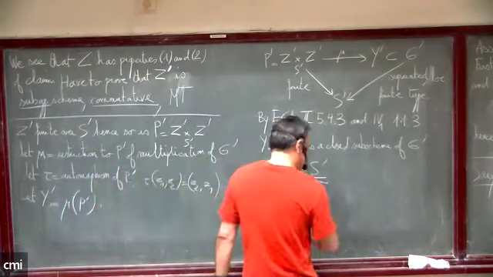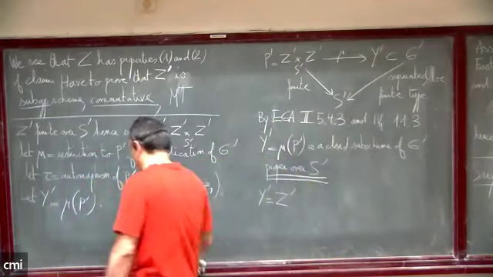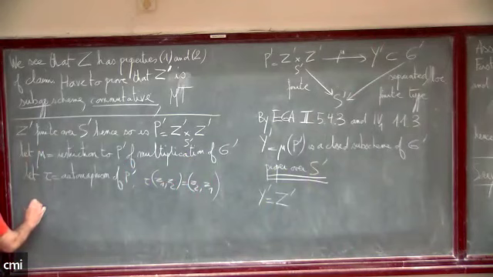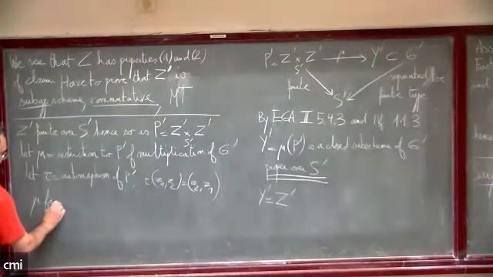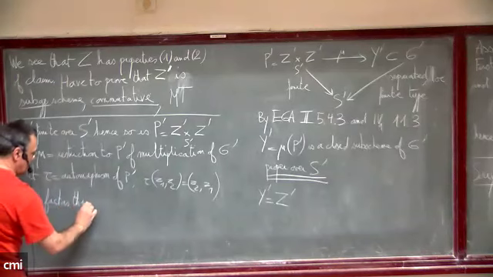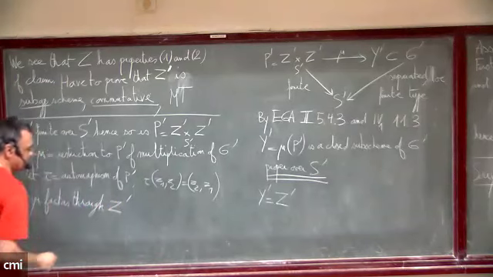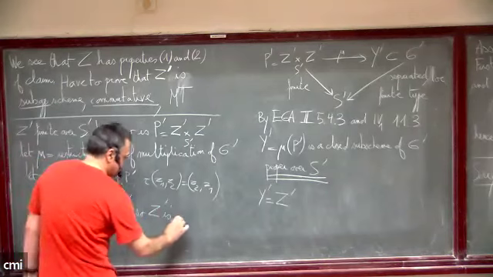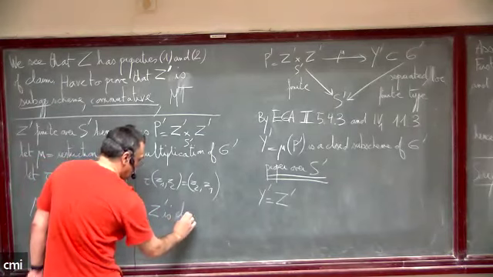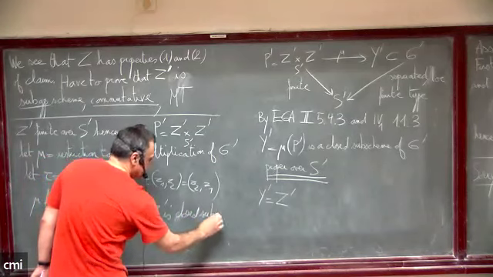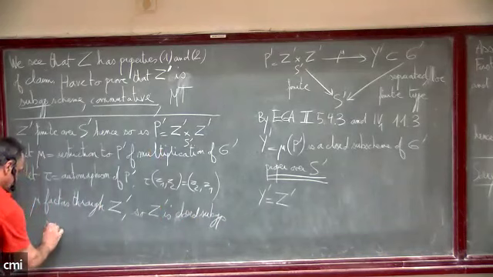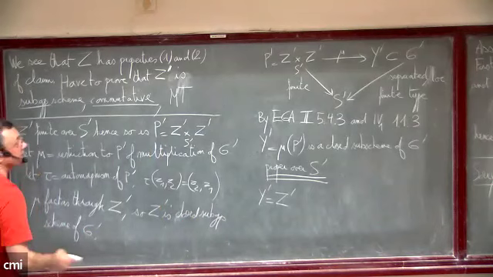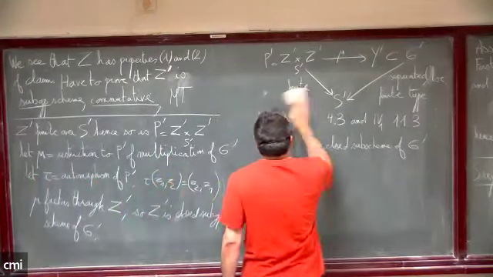So we have that Z prime is, okay, so mu factors through Z prime, and so Z prime is a closed subgroup scheme of G prime. And now we want to prove that it is commutative.